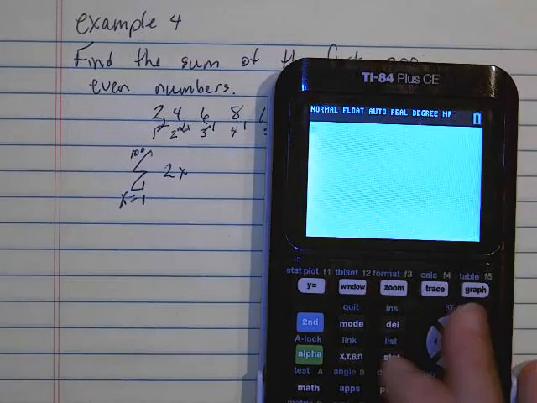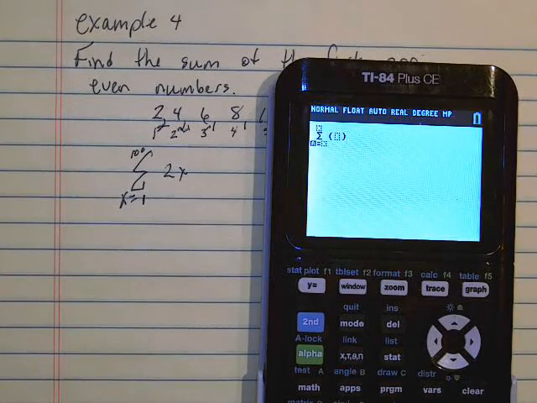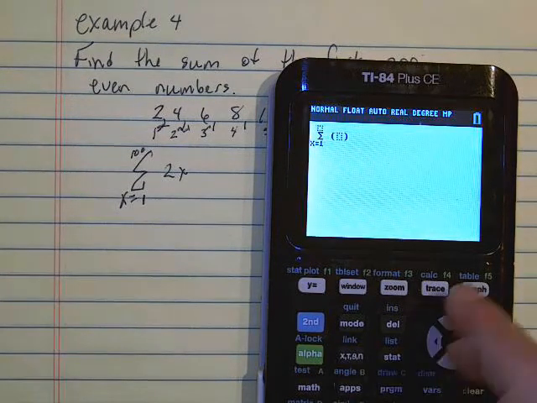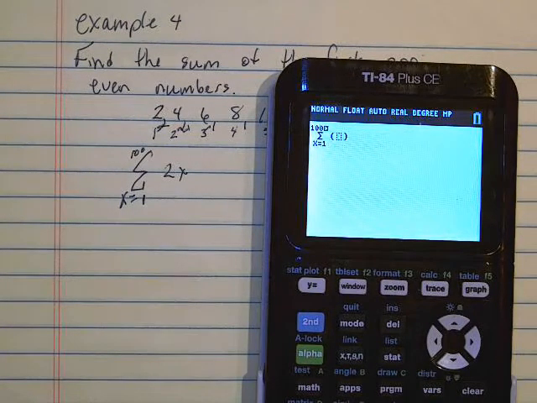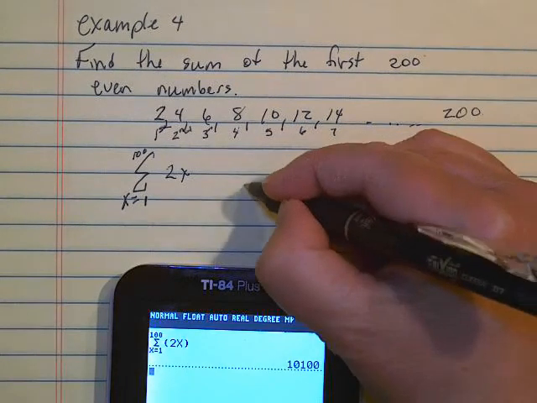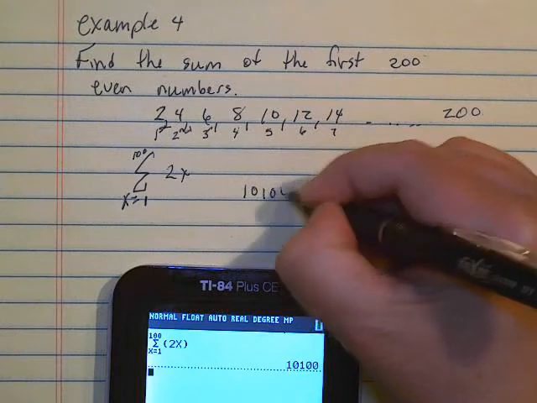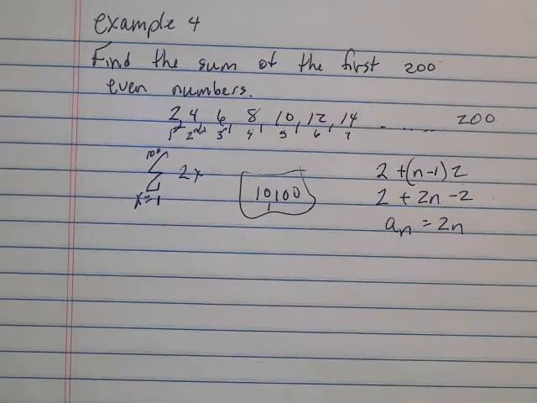Got to do summation notation, which is math. And then we want to go from term 1. And notice this is not 200 this time. It's only 100 because I was going by 2s. So I'm adding 100 numbers. So the sum of the numbers from 2 to 200, adding only the evens, is 10,100.